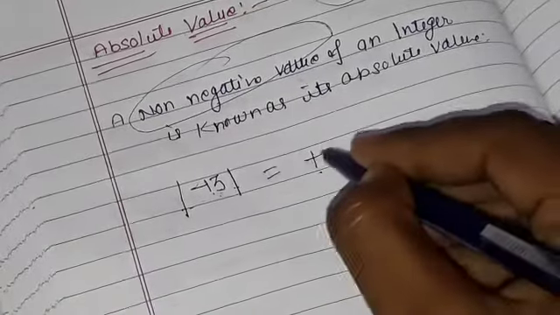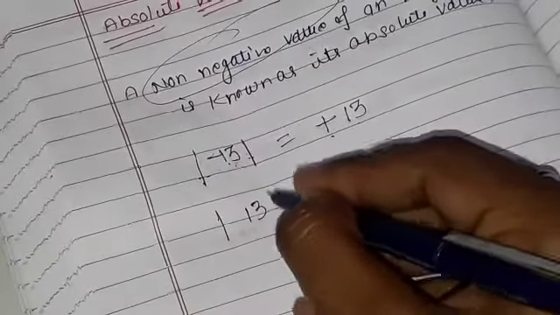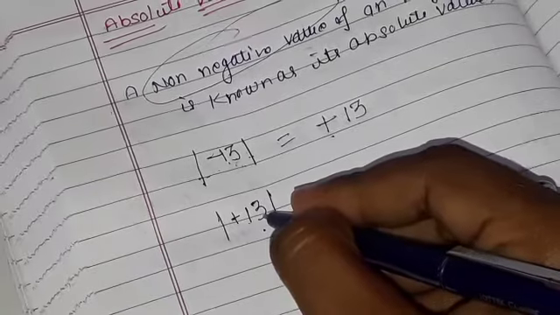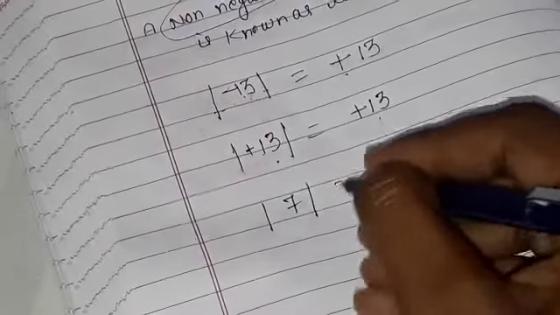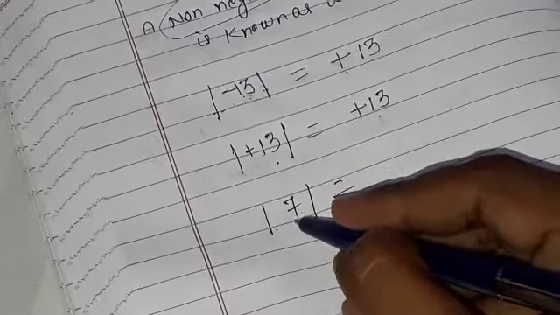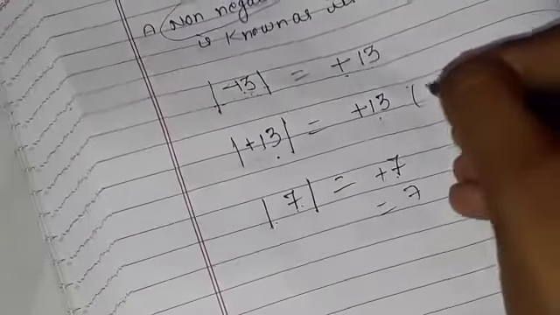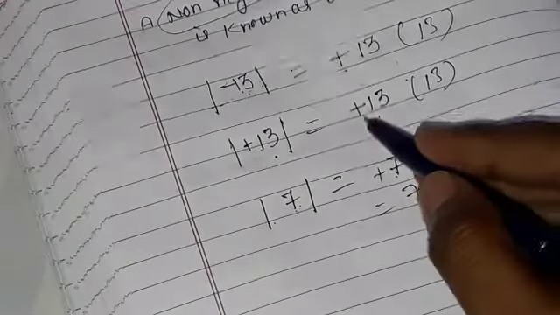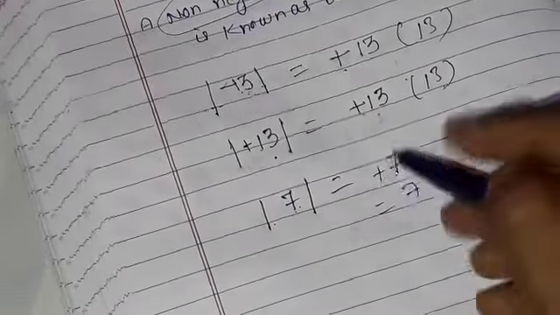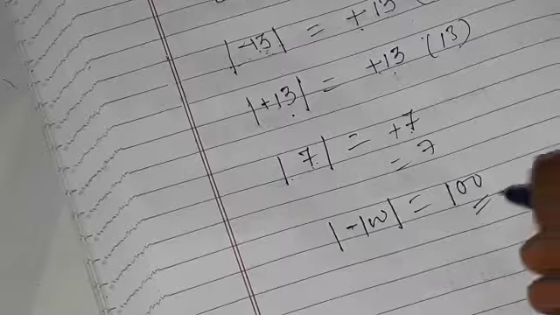And you all know the digit is 13, so write the digit. If I am talking about only 13, class, the meaning is plus 13. So the value of this plus 13 is also plus 13. If I am talking about 7, class, the absolute value of this integer is plus 7. So we can write this as 7. We can write this plus 13 as 13. So there is no need to write the positive sign. If I am talking about minus 100, then the absolute value is 100.